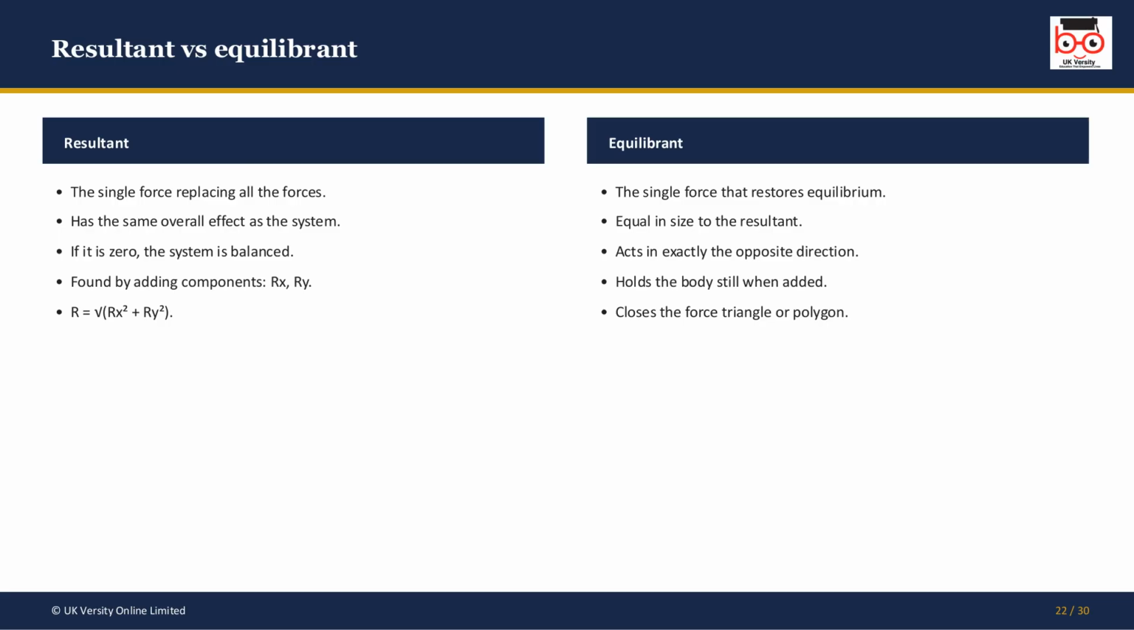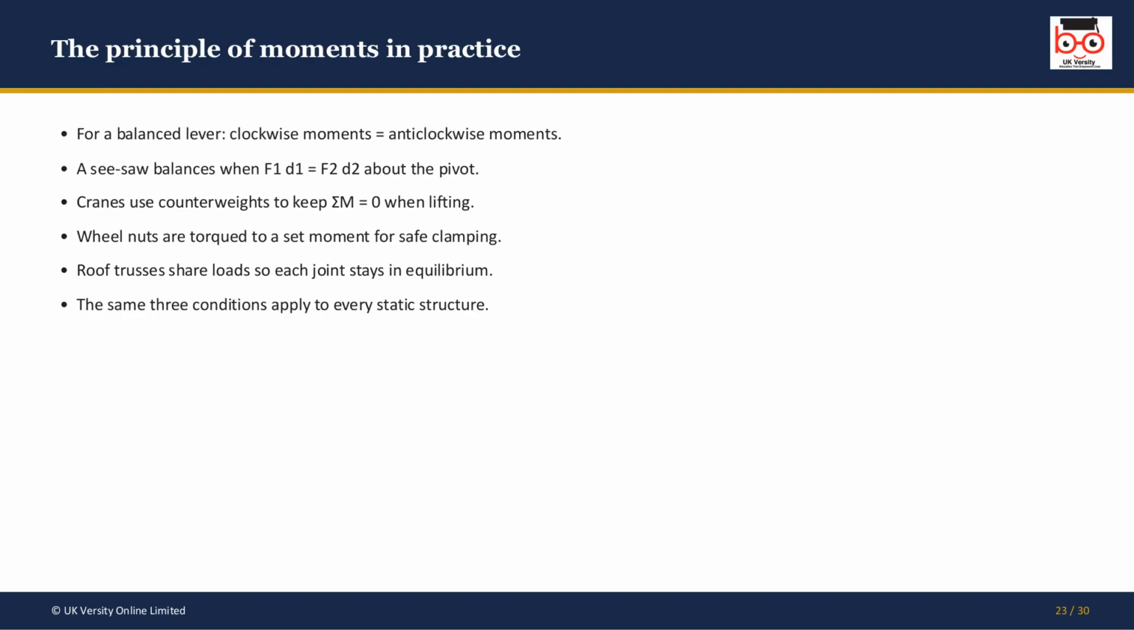The equilibrant, on the other hand, is the single force you'd add to restore equilibrium. It's equal in size to the resultant, but points in exactly the opposite direction, and it's the force that closes your triangle or polygon. Let's see where all this shows up in the real world.